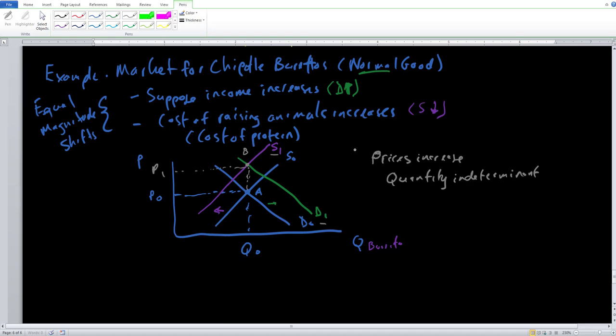And essentially, this is how you tackle simultaneous shifts. You take them one at a time and make sure that you are affecting the right curve and also hitting on the right determinant. So once again, get a lot of practice using the simultaneous shifts because we will see them throughout the rest of the semester.